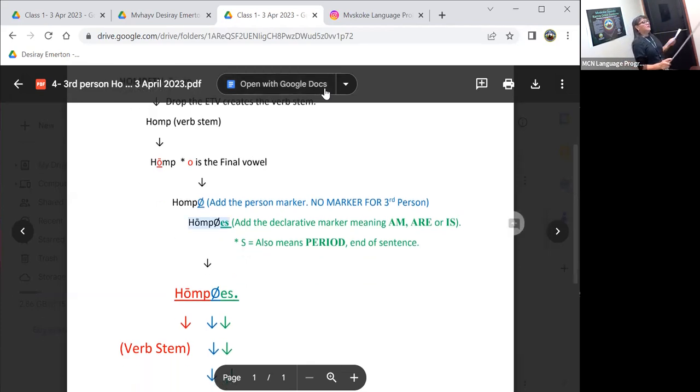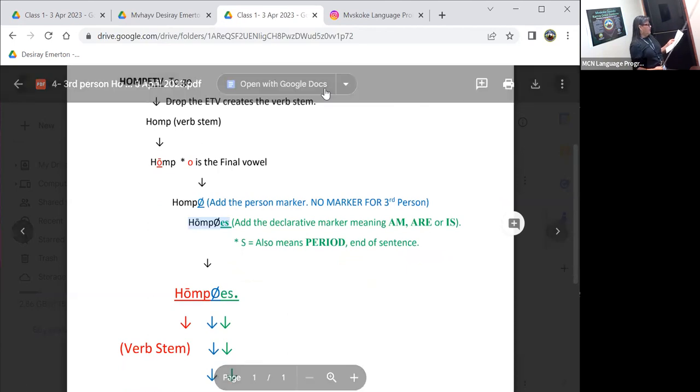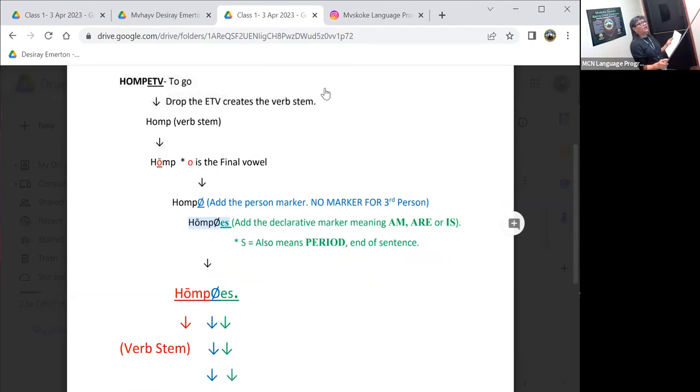All right. So right here, the third person marker is nothing. So the fourth one is add the declarative ending S or ES. And since this is just a marker, it's not a character, the last letter is a P. So you add the ES.